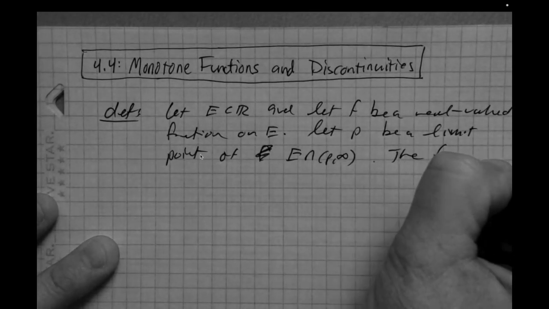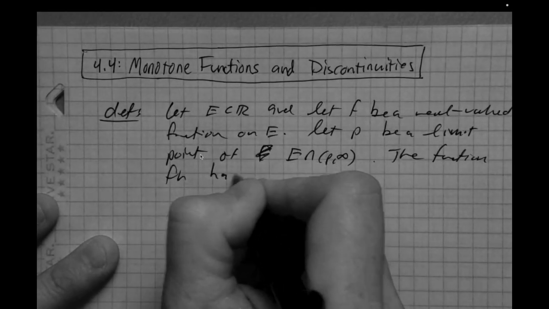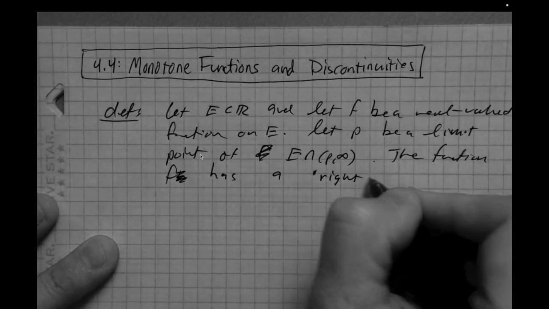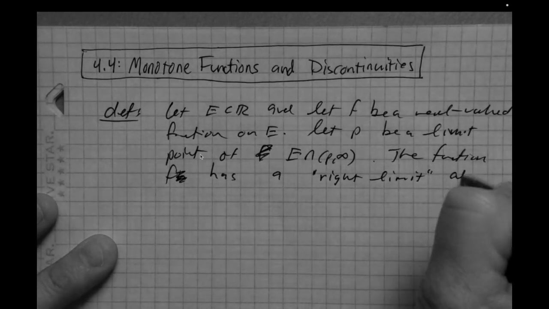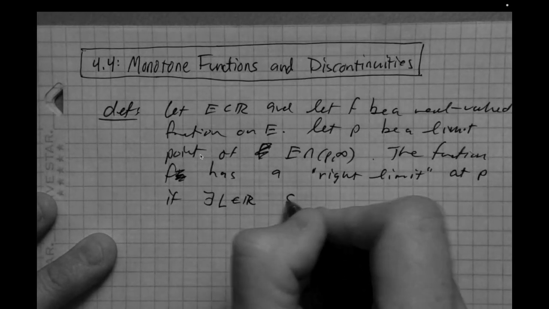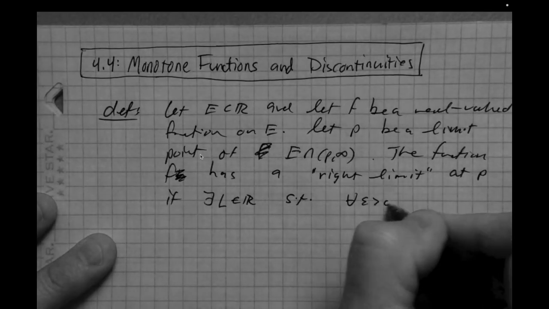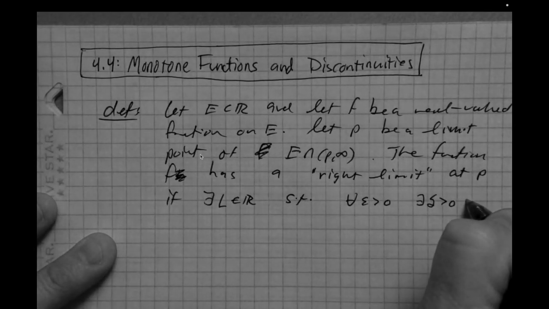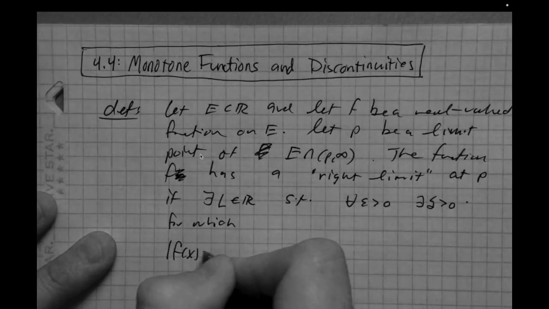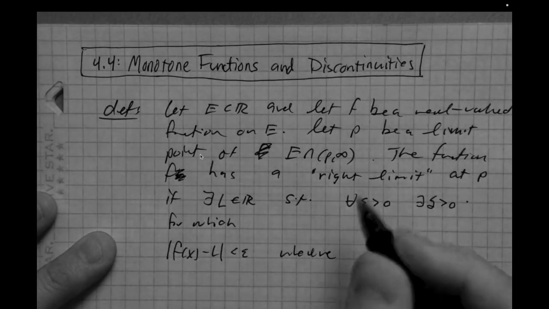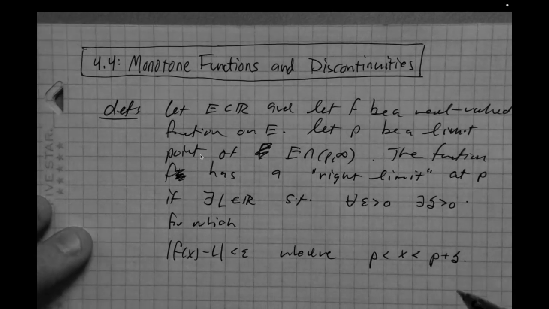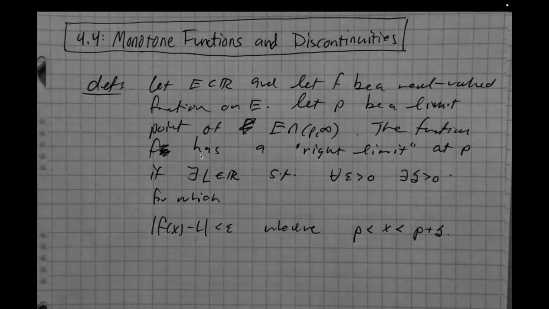Then we say the function f has a right limit at P if there exists some real number L such that for all epsilon greater than 0, there exists a delta greater than 0, for which, and here's the basic thing, |f of x minus L| is less than epsilon whenever P is less than x, which is less than P plus delta. Okay, so that's the definition of a right limit.